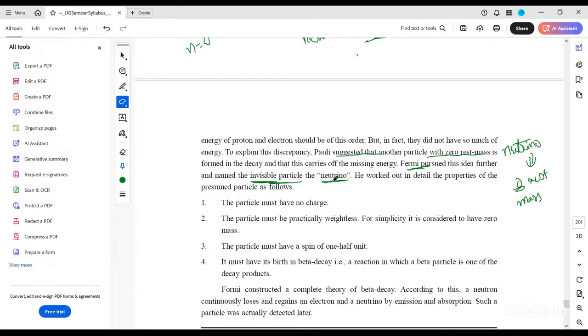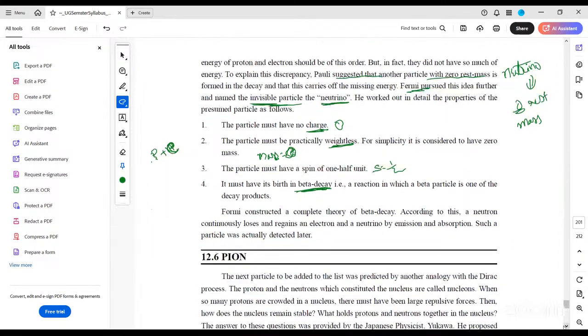The name is neutrino. What are the properties? First property is its charge is 0. This is a weightless particle. And what is the mass of neutrino? Mass of the neutrino is 0. Electron mass plus proton mass, total mass considered 0 just now. Next, what is its spin? Its spin is equal to 1/2. Where is it produced? It is born in beta decay. It comes out when beta decay produces it.